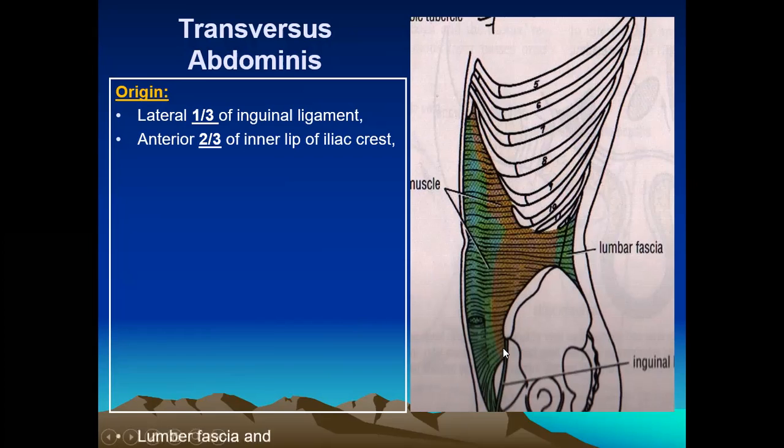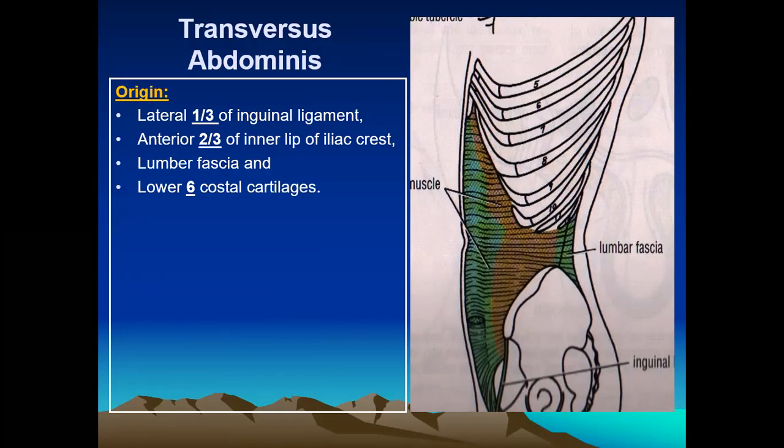Then the lumbar fascia, slightly similar, but not exactly, to that of the internal oblique. So this is the lumbar fascia. Then the lower six costal cartilages, so the lower six ribs as well as the costal cartilages, starting from the 7th, 8th, 9th, 10th, 11th, and 12th. So this is the origin of this muscle, the transverse abdominis.